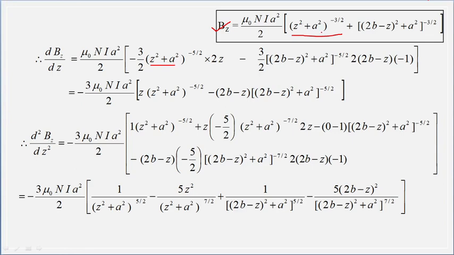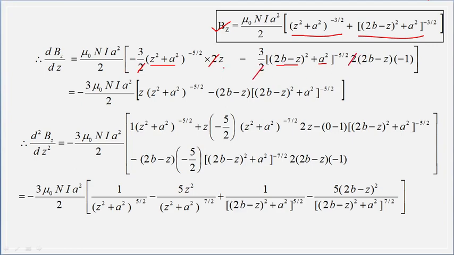So we have differentiated the first term. Then we differentiate the second term. Minus 3 by 2 comes as a multiple, then the power reduces by 1, that is minus 3 by 2 becomes minus 5 by 2. When you differentiate inside, the derivative of A square is 0. The derivative of (2B minus Z) square is 2 into (2B minus Z) into the derivative of what is still inside. The derivative of 2B minus Z is 0 for 2B and minus 1 for minus Z. So this is what we get. Then this minus 3, we take it out, and these 2 cancel.